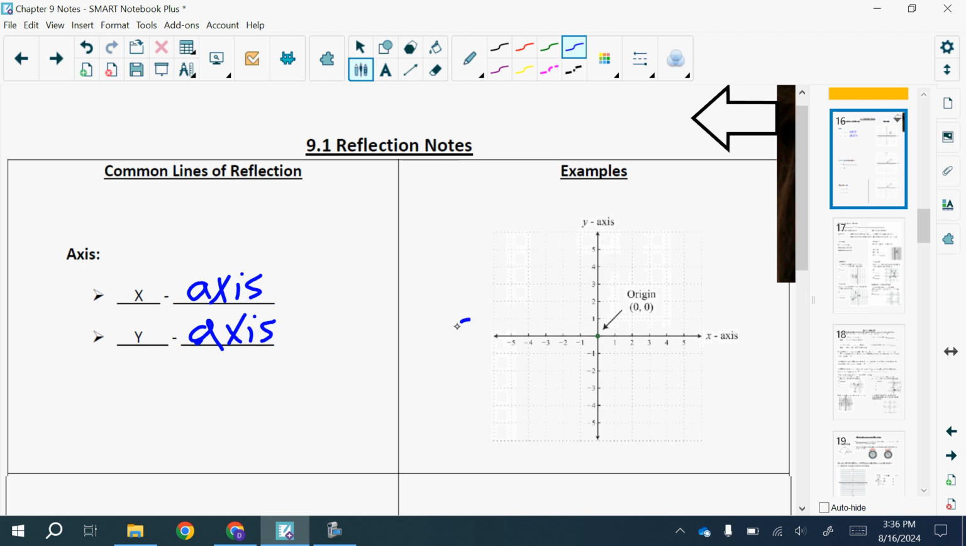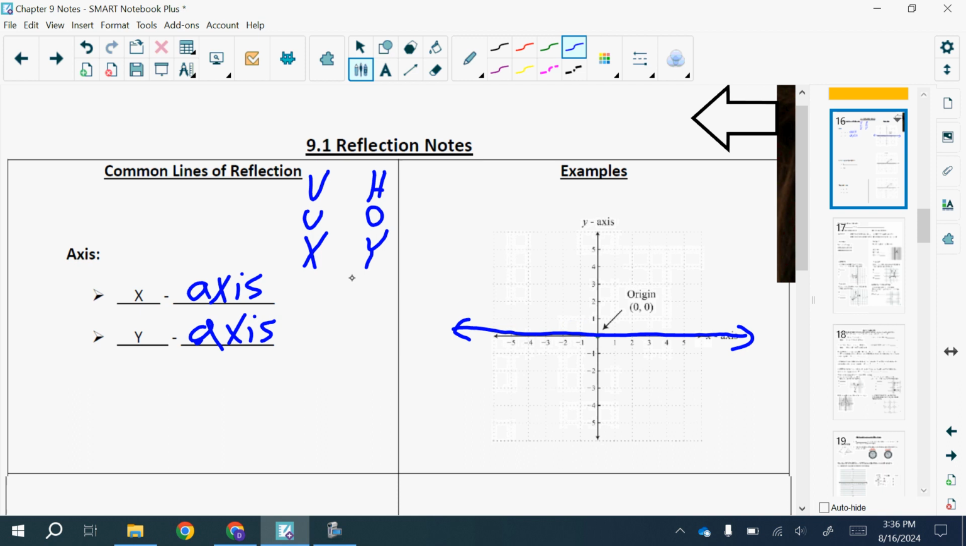So firstly, we have the x-axis and the y-axis. There's an acronym, VUX, HOI. The VUX stands for vertical, undefined slope, x equals. So when you have a vertical line, the slope is undefined and it's expressed as x equals.